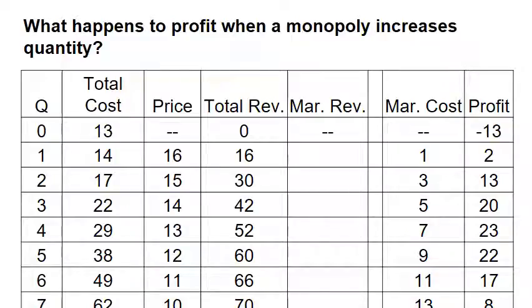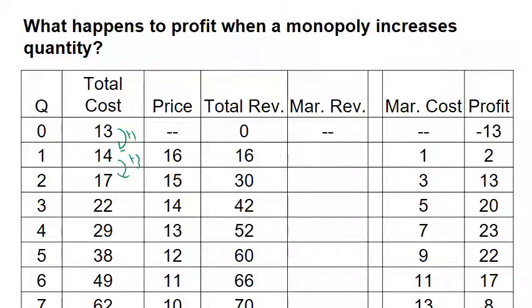I've already put in my marginal cost. They go from 1 to 13. We worked with marginal cost earlier. Marginal cost again is the extra cost the firm incurs. So we got a +1, and then we got a +3.